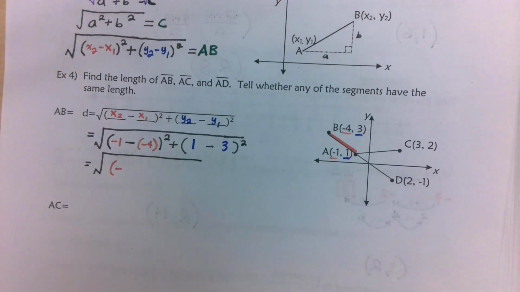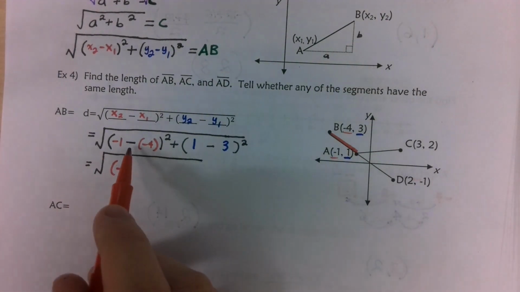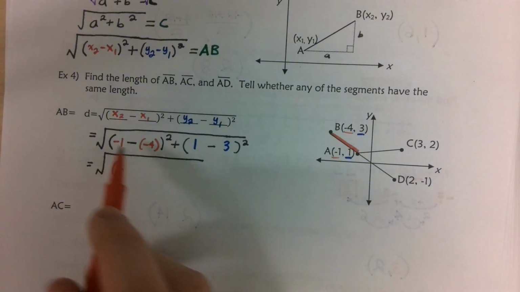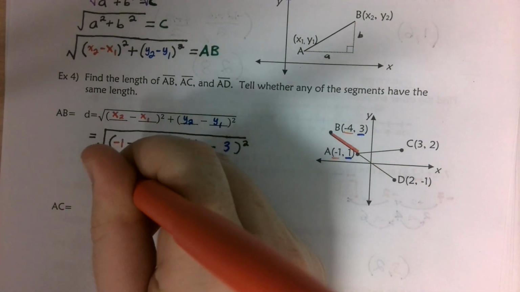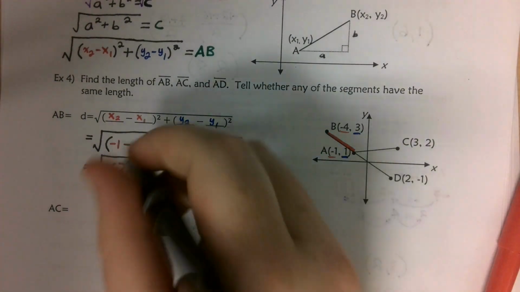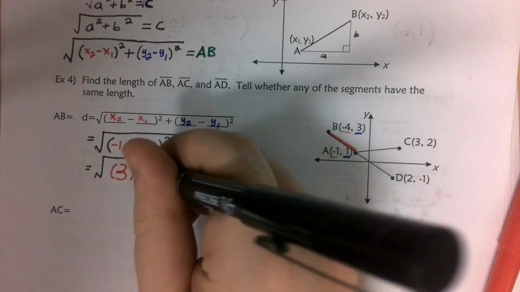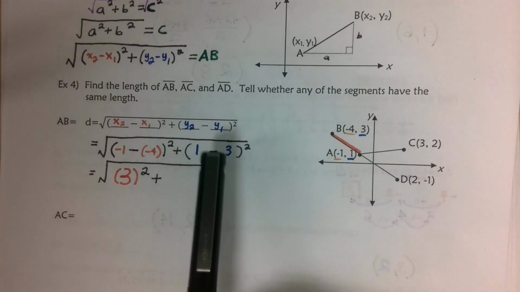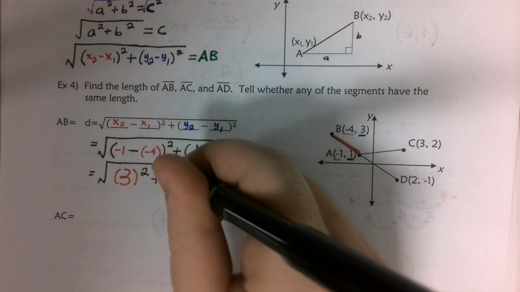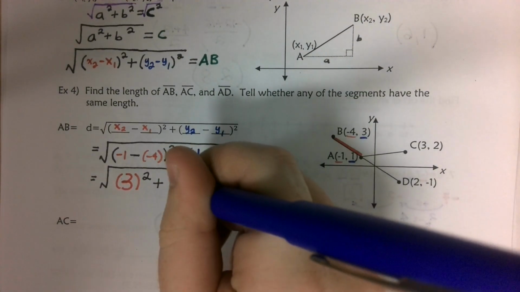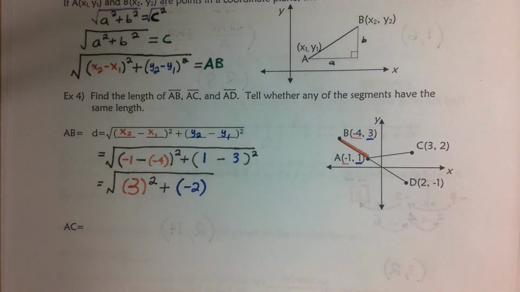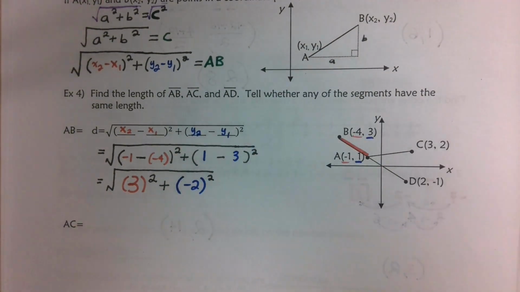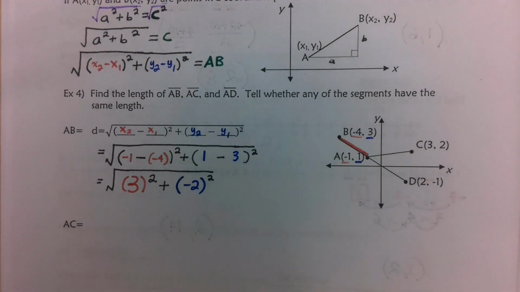I'm so sorry, everybody. I made a gaffe. Negative 1 plus negative 4 would be negative 5. Negative 1 minus negative 4 is positive 3. That was silly of me. So this is just 3 squared plus 1 minus 3 is just negative 2. See, I got that one right. Negative 2 squared. The problem becomes more simple.